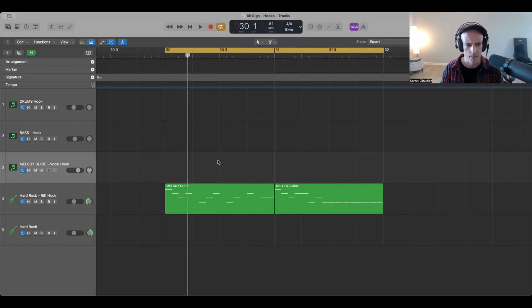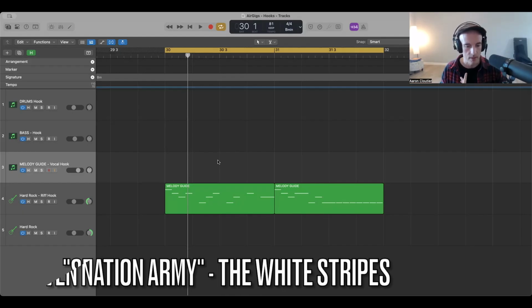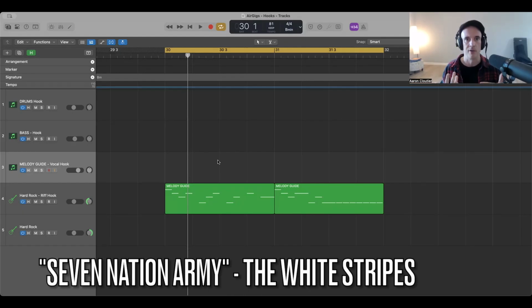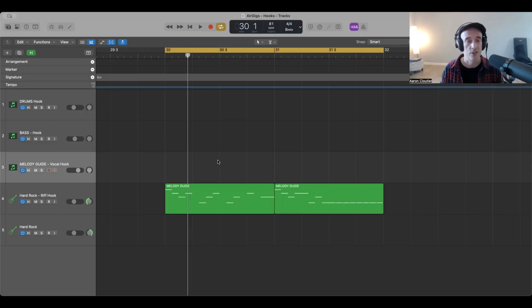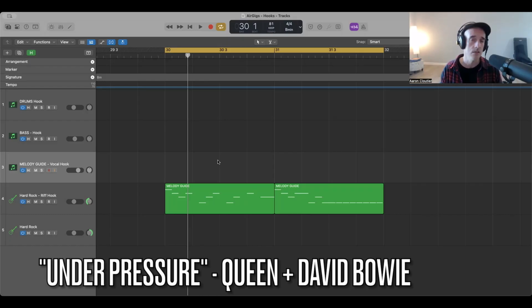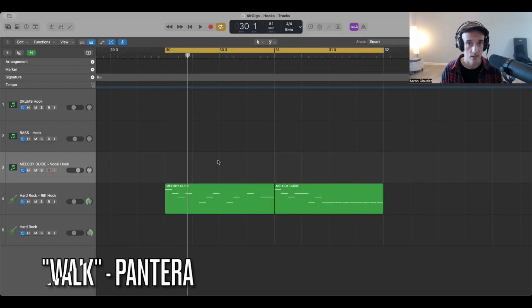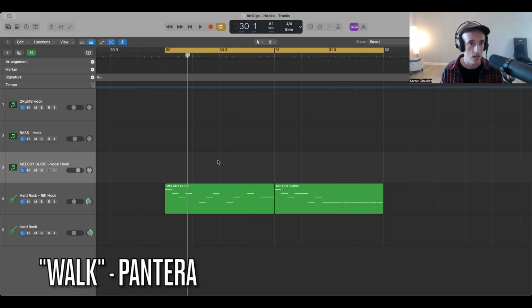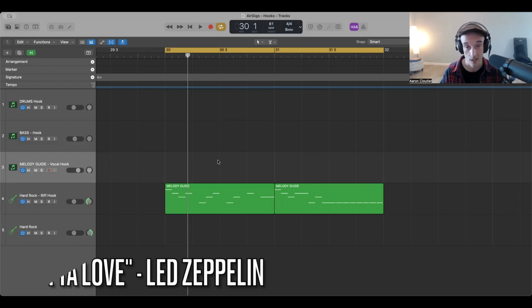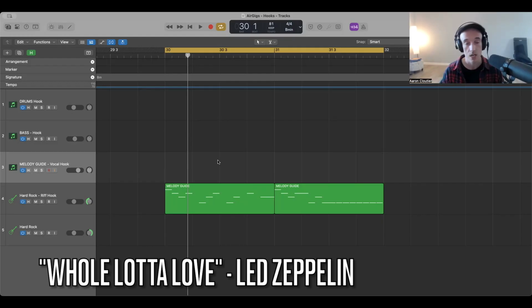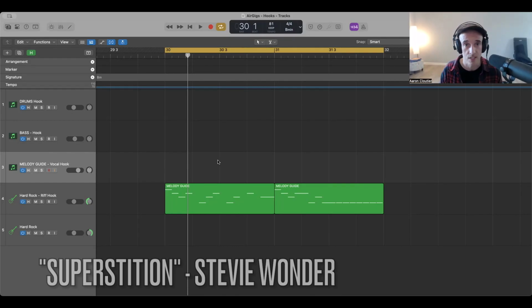Some examples that come to mind when it comes to guitar riffs that are really, really hooky: Seven Nation Army from the White Stripes, right? Everybody knows that one, especially at a sporting event. Under Pressure, that bass line. Such a massive hook. Another great 2-note hook would be Walk from Pantera. Amazing. Whole Lotta Love from Led Zeppelin, it's just 3 notes. Another one would be Superstition from Stevie Wonder.